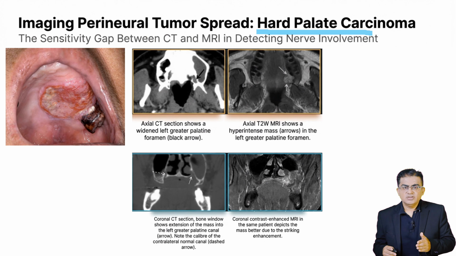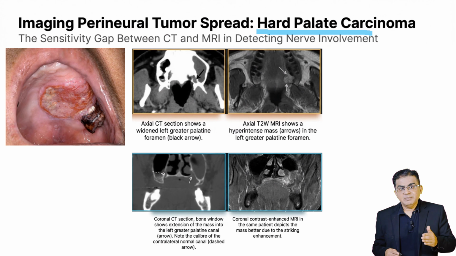This patient has carcinoma over his hard palate, over left half and extending into left upper gingiva. Look at the axial CT on the far left side. If you look carefully at that black arrow, you might notice the left greater palatine foramen is slightly widened compared to the right side. Look in these lower images also.